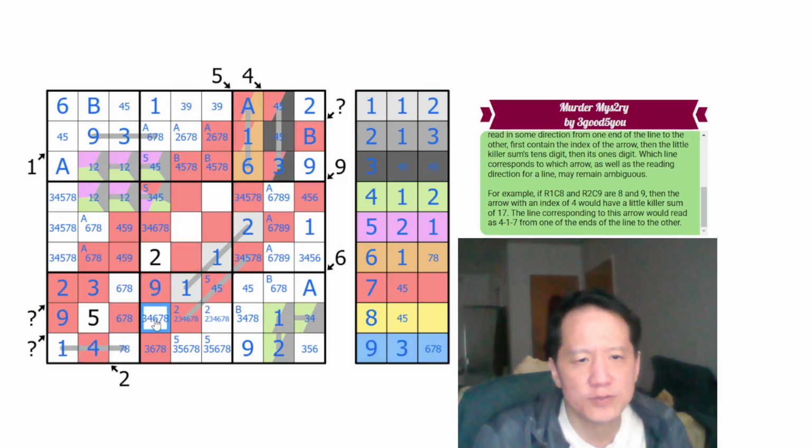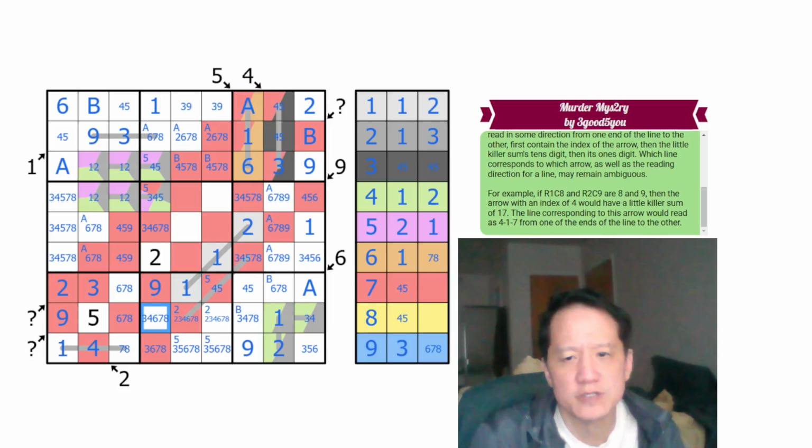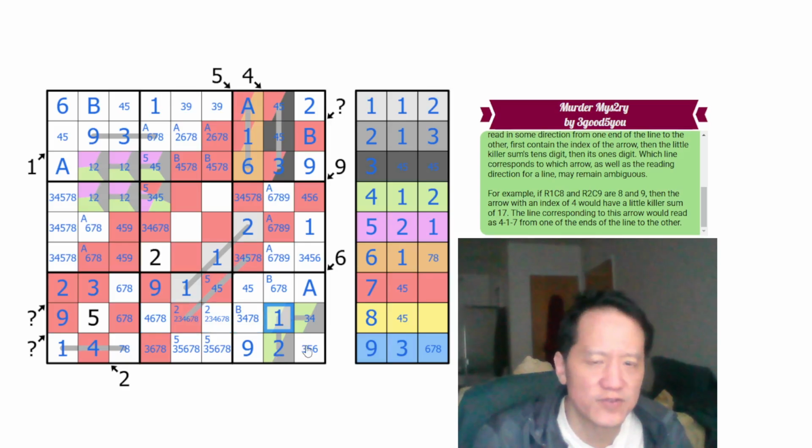Similarly, the cell cannot be a 3, right? Either this is 213. If this is not 213, well, then this one has to be 213, which means either way, this can't be a 3 here. But that doesn't really tell us very much.